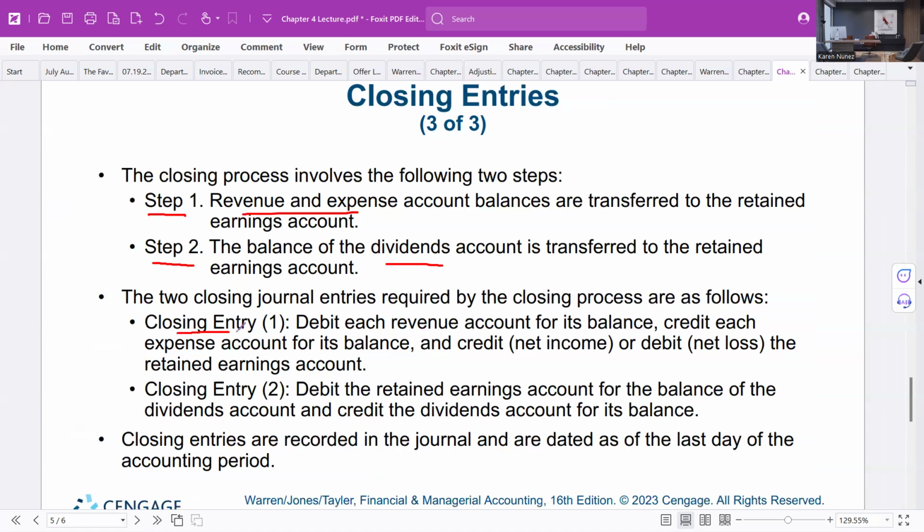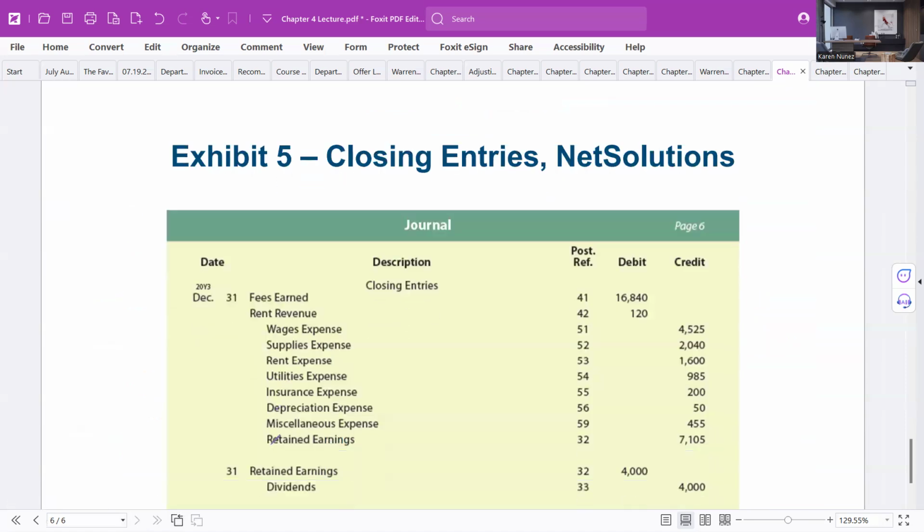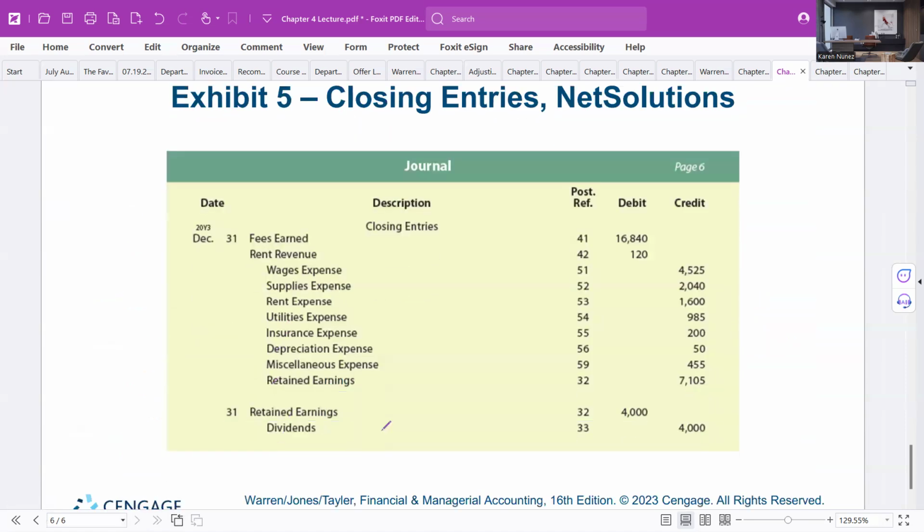And we do it in two entries. It's a two-step process, and we do it with two entries. The first entry is to close revenue and expenses. The second entry is to close the dividends account. This is kind of an example of what the closing entries look like. The first entry is to close the revenue and expenses account.